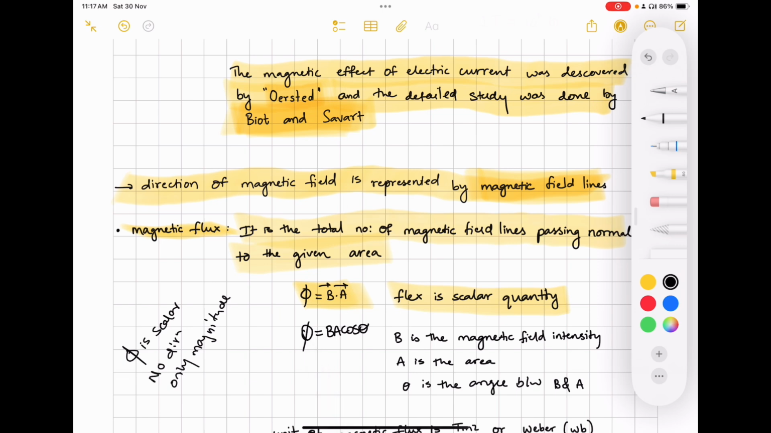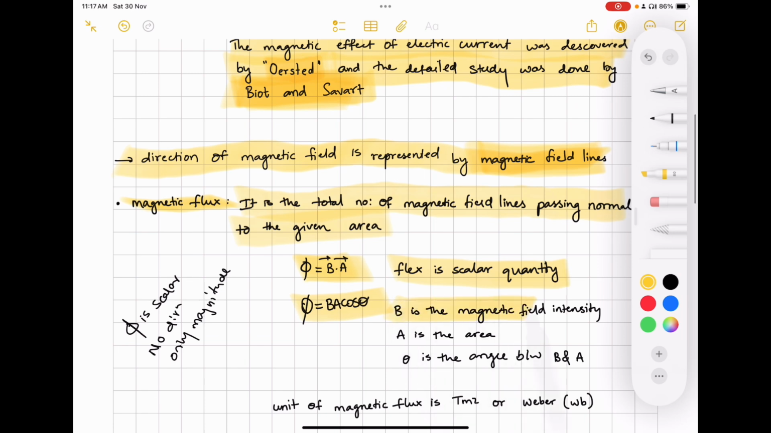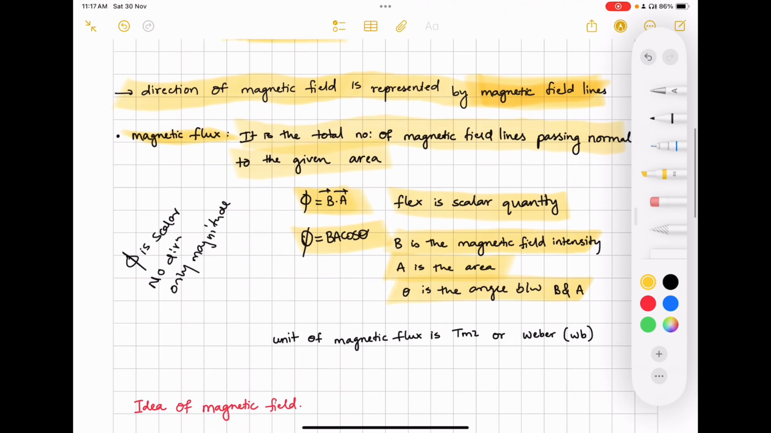Phi is equal to B A cos theta, that is, B dot A, where B is the magnetic field intensity, A is the area, and theta is the angle between B and A. The unit of B is Tesla and the unit of area is meter square. So the unit of magnetic flux is Tesla meter square, commonly known as Weber.